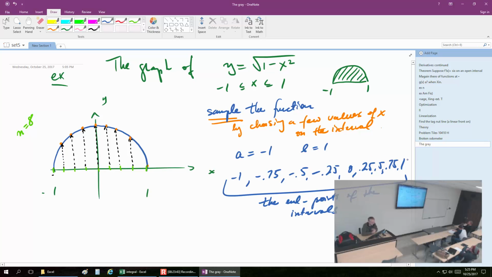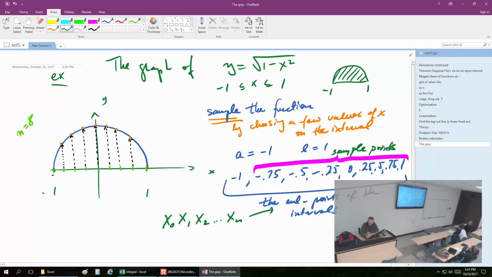We need 8. As you can see, I did not take the very first one, skipping the first one, depending on your preference. It works out either way. And what I say here is that these are sample points, usually called x1, x2, up to xn. Actually, x0, x1, up to xn are the endpoints, and the sample points are in between. Let's not worry about that just yet.